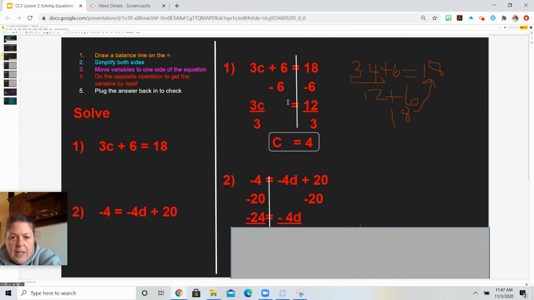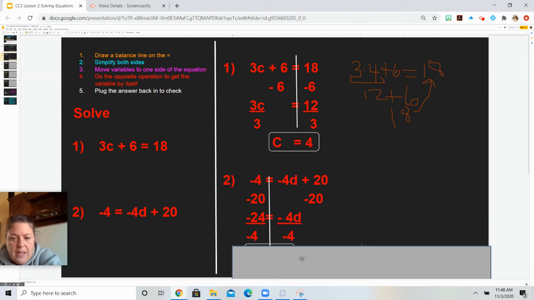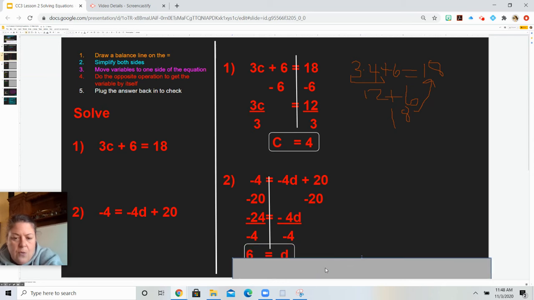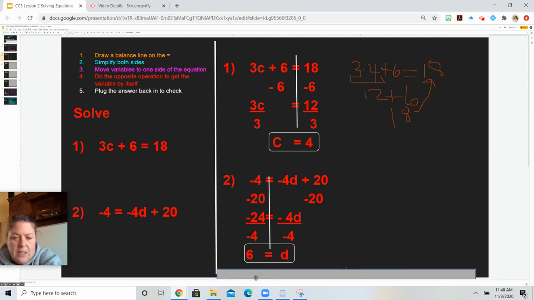And then just like in number 1, the last step that we have to do is divide by that -4. Remember that anytime there's a number next to a variable, it means to multiply, so I have to undo that by division. I'm dividing by -4. So d equals 6 is my solution for this. To double check, I'm just going to verbalize it: -4 times 6 is -24, and -24 plus 20 does give me that -4.